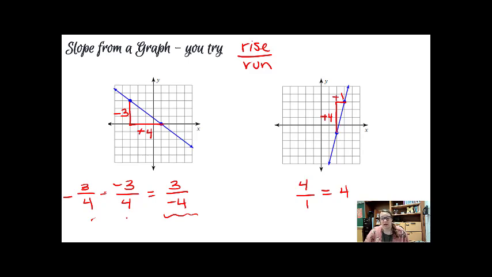All right, on the next one, I went up 4 and right 1. So I got 4 over 1. Anything over 1 is itself, so I simplified this down a little bit and just wrote 4.